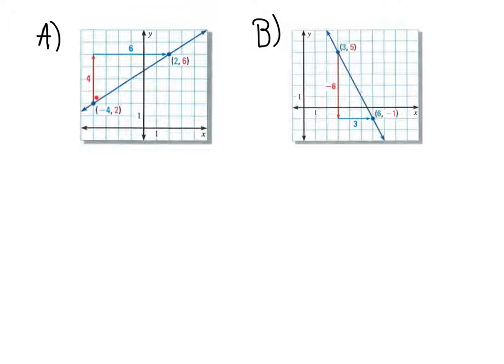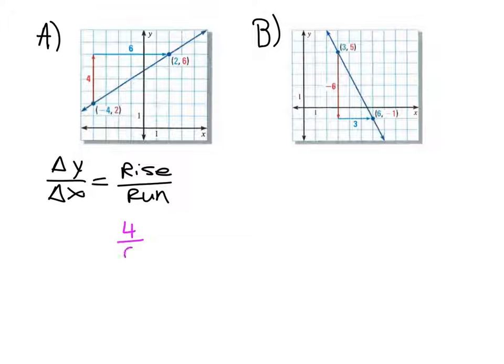Now, I actually have the rise and the run on this graph already. The rise is 4 and the run is 6. So if we were going to calculate our slope, we know that we're looking for the change in y over the change in x, or the rise over the run. So in this case, I have 4 as my rise, and I have 6 as my run. So my slope is 4 over 6.